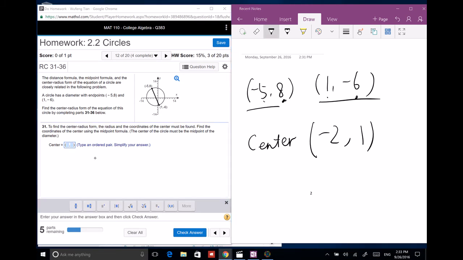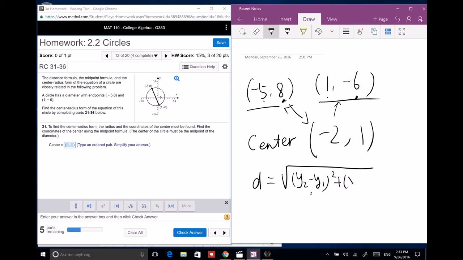Okay. Then you find the radius, which is going to be the distance formula between these two, or these two is fine. Distance formula: square root of (y2 minus y1) squared plus (x2 minus x1) squared. Going back and forth is the same. It's x squared plus y squared, Pythagorean theorem, pretty much like that. You can find the distance between these two points and divide by 2 because it's the diameter, right? Or the distance from the center to any point on the circle is the radius.